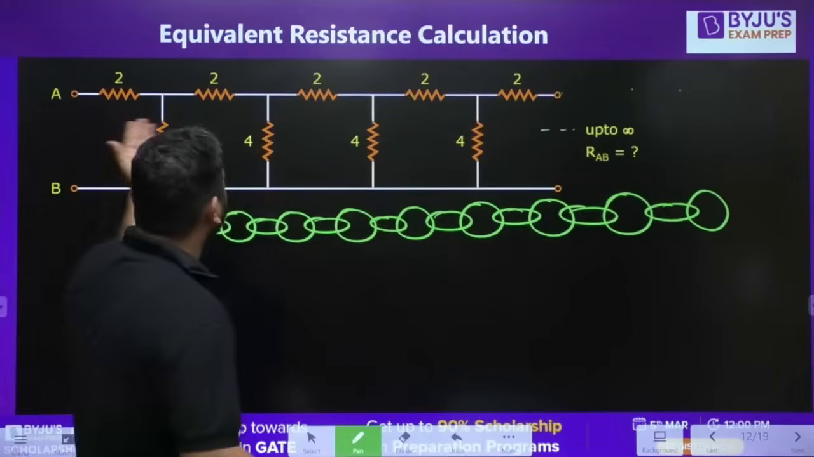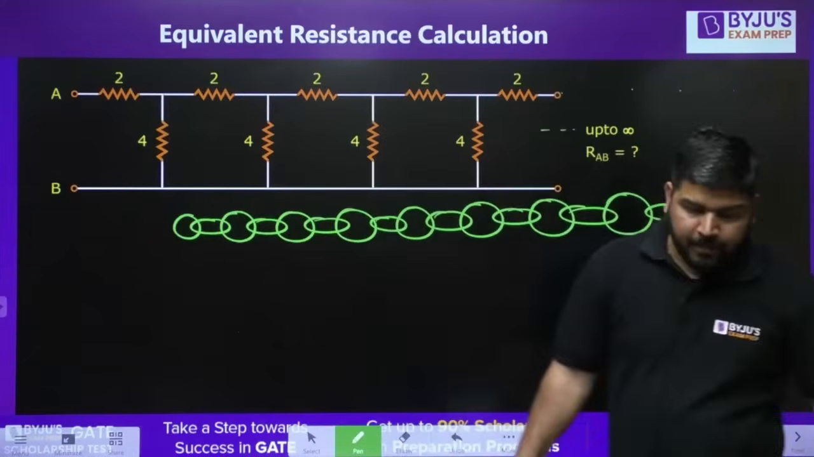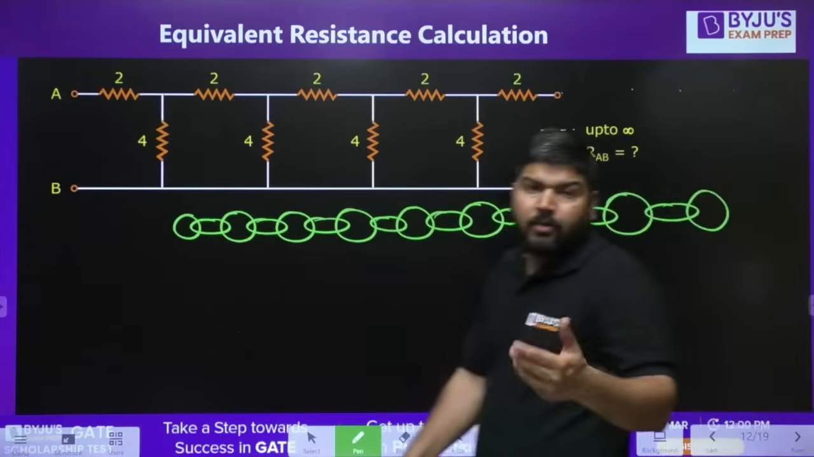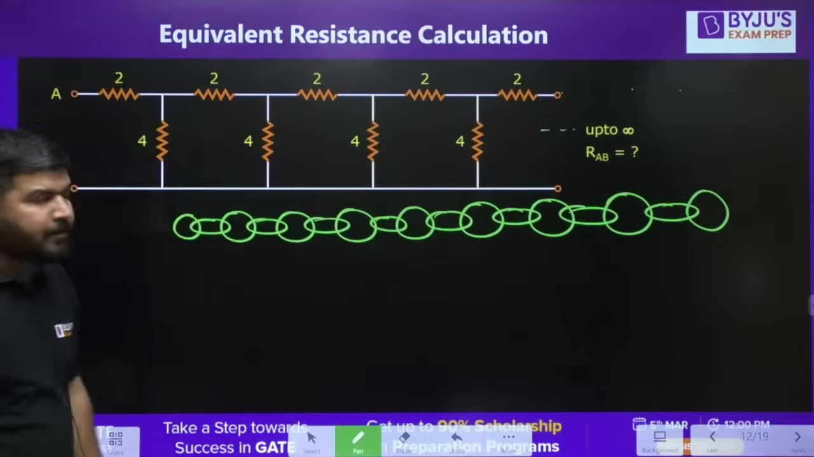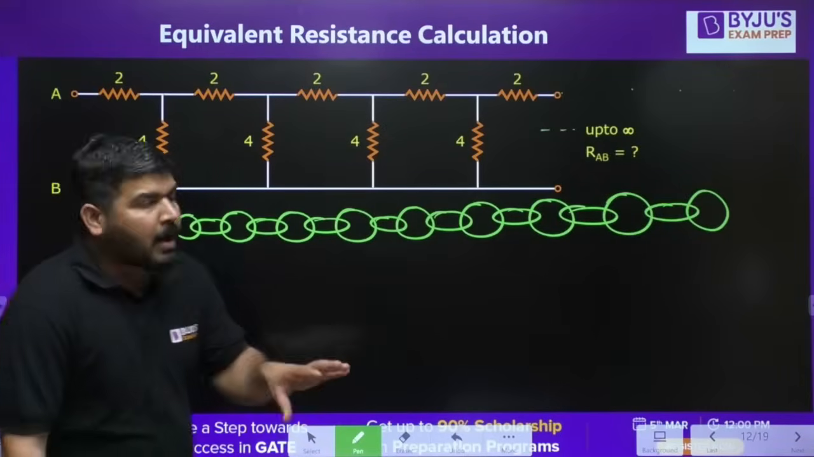Let's say this circuit. It's an infinite ladder. So in an infinite ladder, how to calculate? You cannot apply the path method. Now, how to solve it?